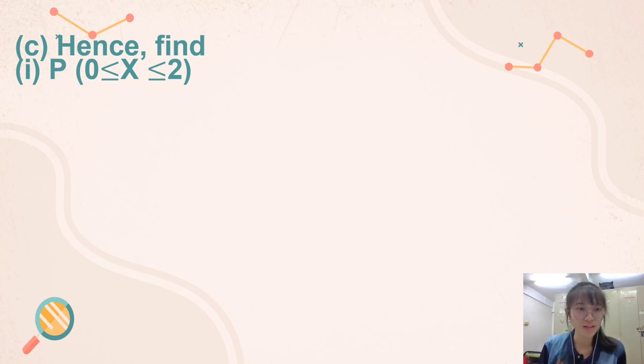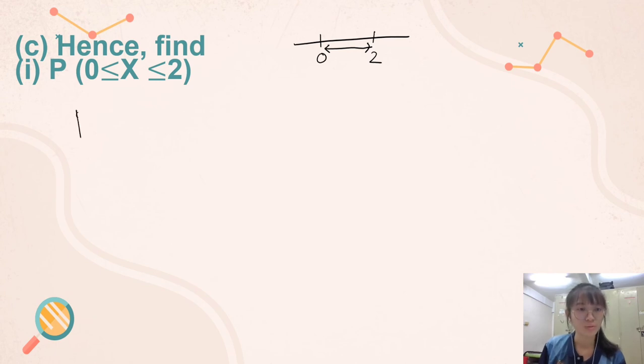Hence, find the probability of x which is greater than or equal to 0 and x is less than or equal to 2. We can use this line. Here is 0, here is 2. So we just need to find the probability from 0 to 2 here. And we can use the equation that we found in question B, the cumulative distribution function, to answer this question.